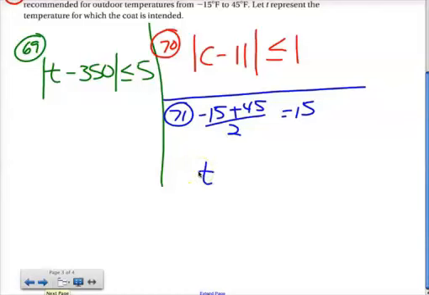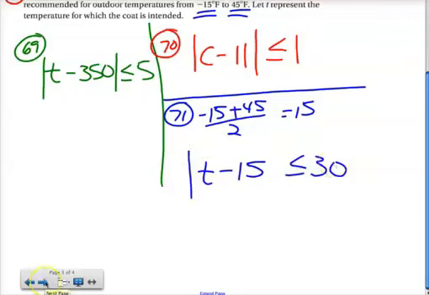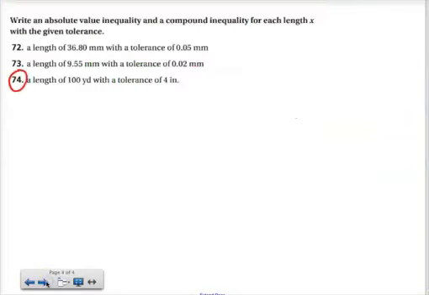Now what happens is you check the coat and see what temperature it's good for, and you have to compare that to that 15. And then you think, okay, well, if negative 15 was the low and 45 were the high, how far is that from that perfect 15 degrees? And the answer would be 30 degrees. And again, it can go under or it can go over, so we have to have that absolute value bar around there. Now, the last one that people will usually ask for is number 74.